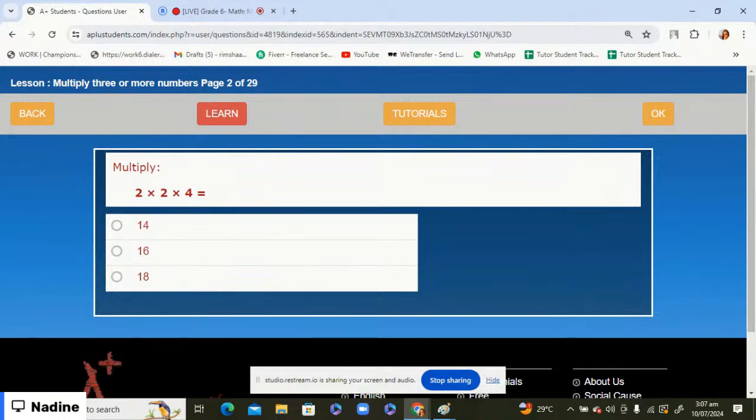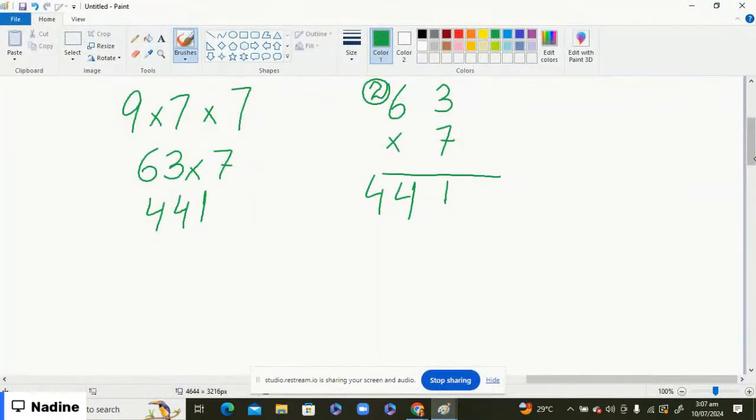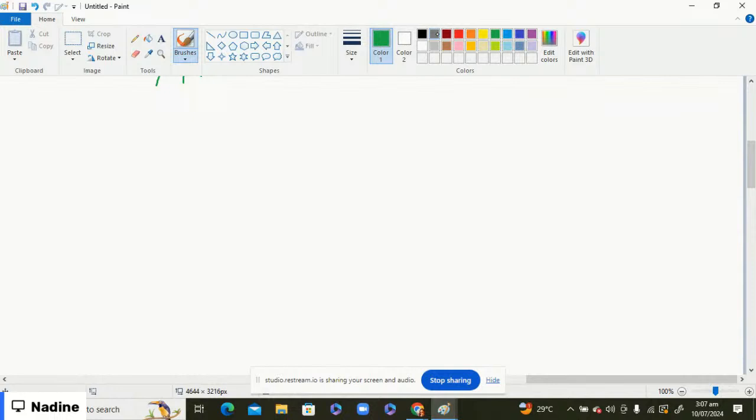So 2 times 2 times 4. Okay? So let's write. Check it out everyone now. So 2 times 2 times 4. Now when you are able to see it, check. 2 times 2 is 4, times 4 as it is. Okay? So 4 times 4 is 16.